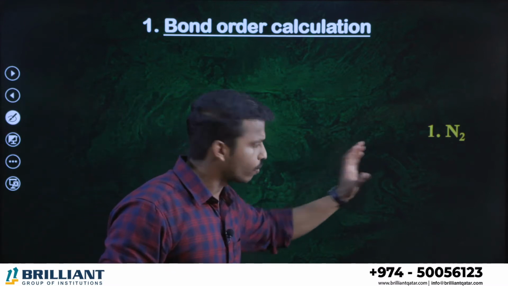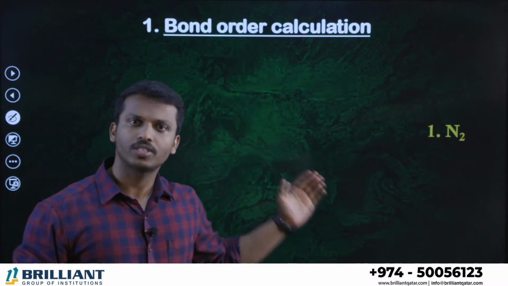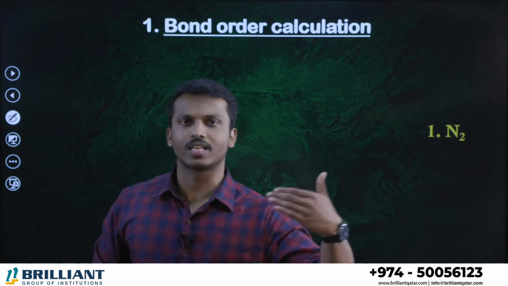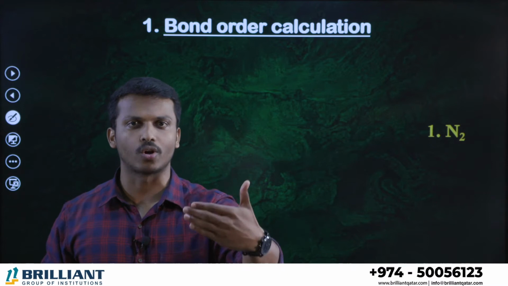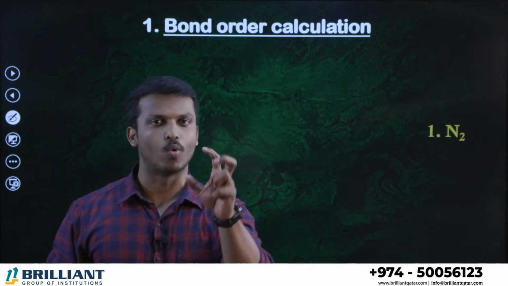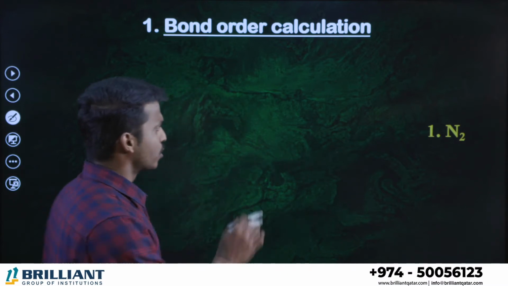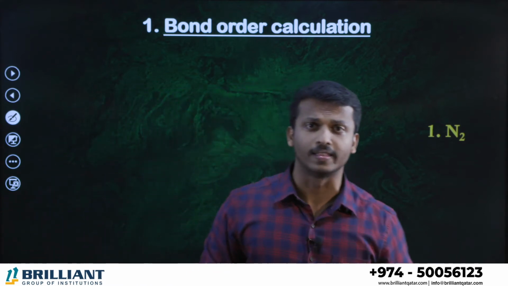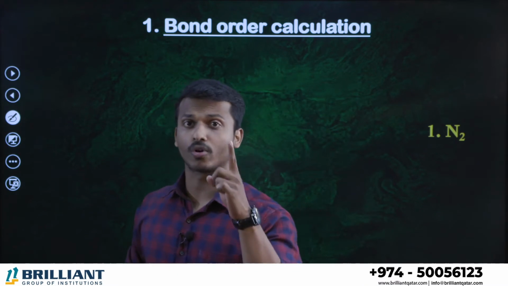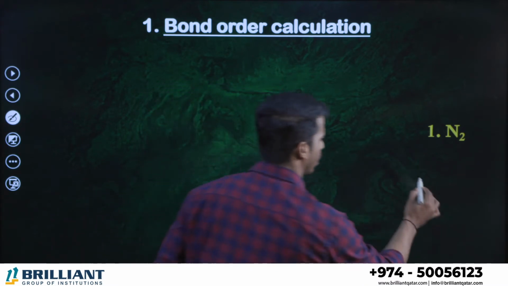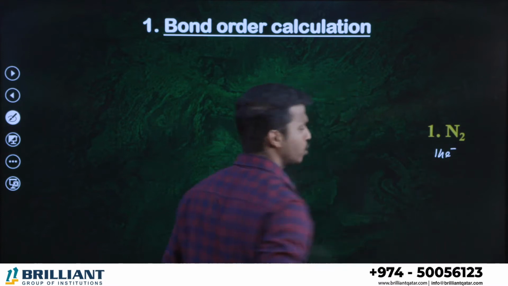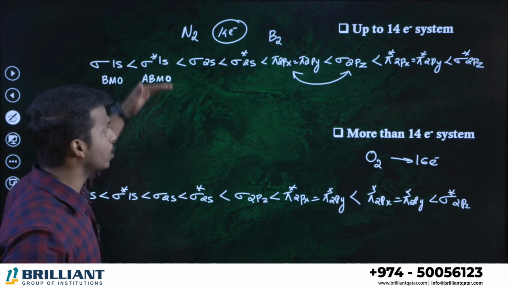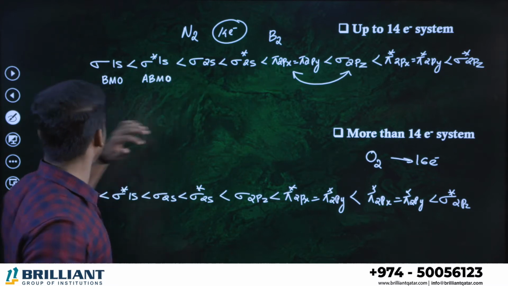First example, we can go with N2. Now I'm talking about the real calculation of bond order. After discussing one or two samples, we can go for the short trick, so that within seconds you can answer the bond order of a molecule. Here, N2. How many electrons are there in the N2 molecule? In total, there are 14 electrons, right? Which equation do we have to apply, the first or the second? Up to 14, right? So we can apply the first equation.